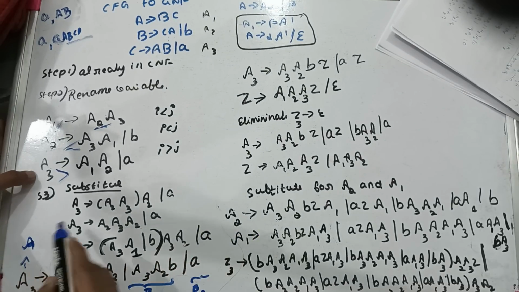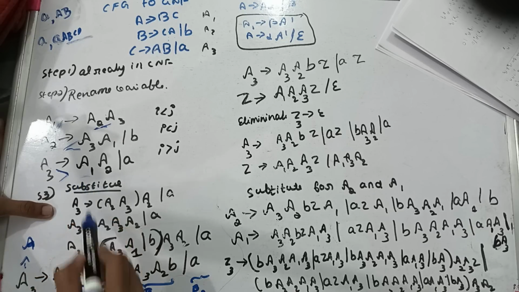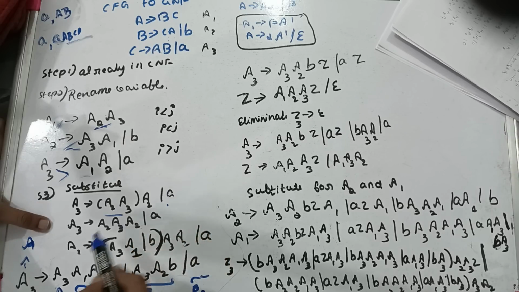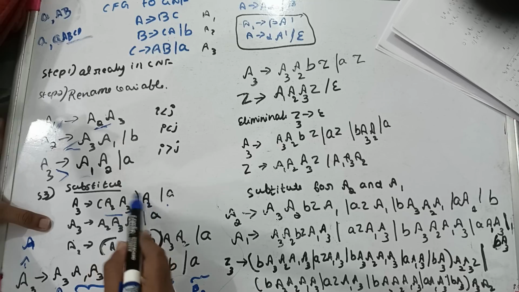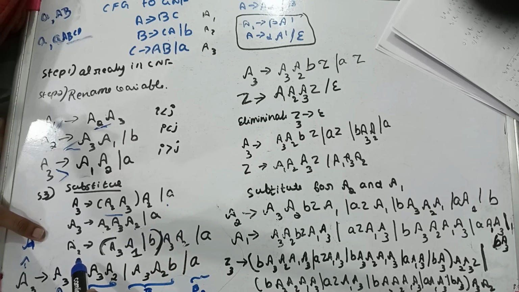Next, for A3, in the place of A1 I am substituting A2 A3 and A2 as it is, and it gives A. After that, A3 multiplies inside A2 A3 and A2, after that A. Next A2 gives what? A3, and again I am substituting for A2 here, that is A3 A1 or B, and A3 A2 as it is, after that A.